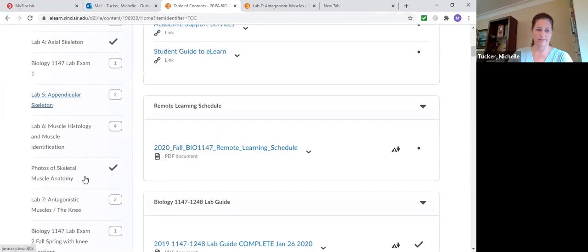That is over here for skeletal muscle, and then in the lab test exam reviews as well.